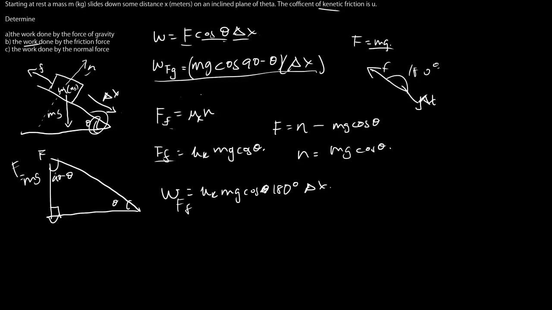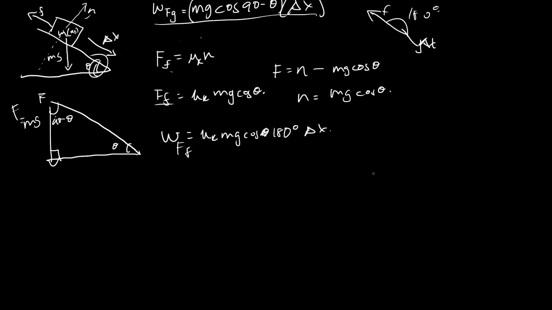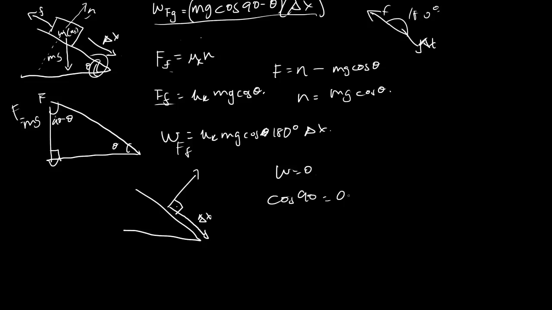And how do we find the work done by the normal force? That's actually pretty easy. I'll draw a picture. The normal force is going straight up from the inclined plane, and the displacement is going this way. Remember how I said earlier that if this is a 90-degree angle, no work is done, because cosine of 90 degrees is 0. So the work done is just 0. And that's how you solve this problem.